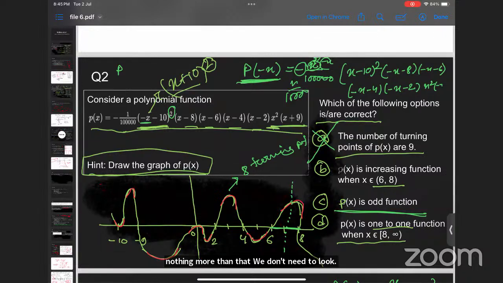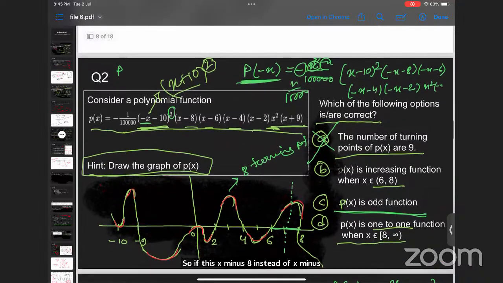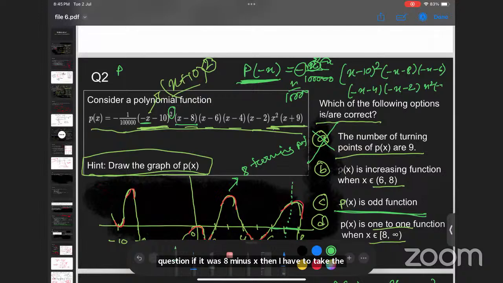Ma'am, one doubt. If it was x minus 8 instead of 8 minus x in the question. If it was 8 minus x or something like that, then I have to take the negative outside, right? Yes, then you can take it outside. And then that leading term will be positive, right? Yes.